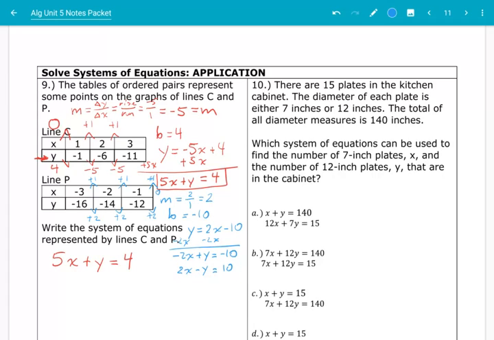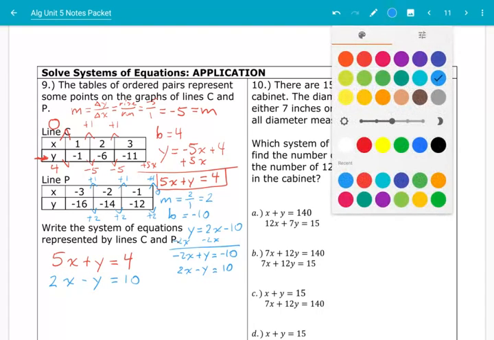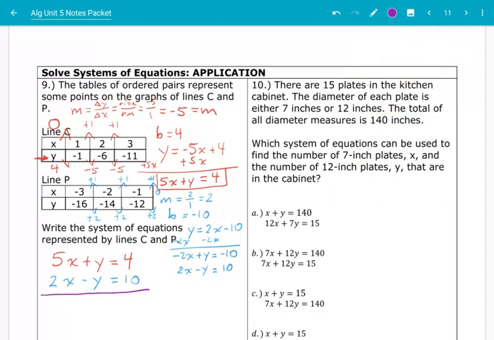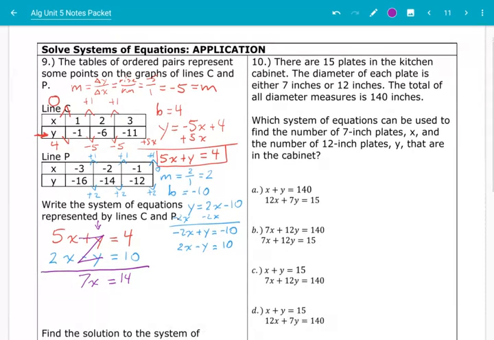Remember, anything you do to one side of the equation, like change the signs, do to the other side. The long version of that is you multiply by negative 1, or you divide by negative 1, and that just changes the signs. So here's our second equation, 2x minus y equals 10. So now I'm going to solve my system of equations. Looky here. I have the same coefficient, different signs. Perfect. It's already set up to eliminate. So that's going to go away. And then I just combine over here. 7x equals 14. That's kind of easy. Divide by 7. X equals 2.